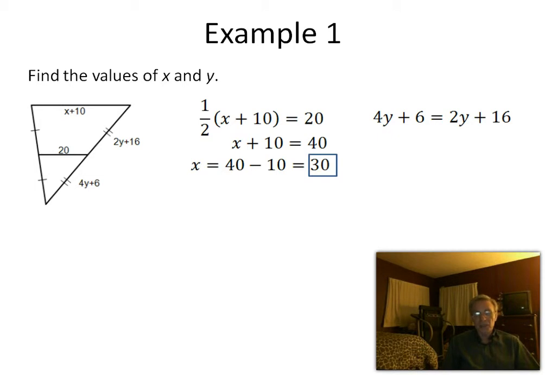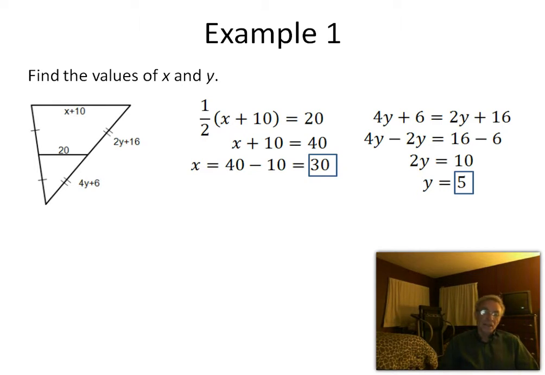This gives us 4y minus 2y equals 16 minus 6. This simplifies to 2y is equal to 10. Divide both sides by 2, and we find that y equals 5. Since this is all they asked us to do, this gets what we're looking for.